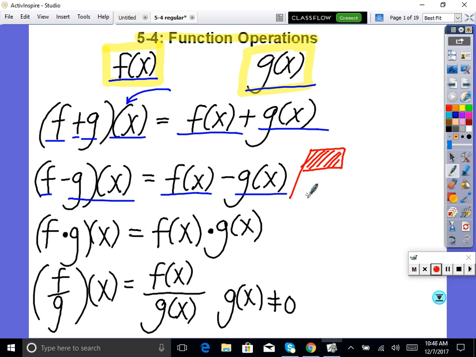Why I put a red flag right here is because when we're subtracting g of x, we need to use parentheses so that we don't forget to distribute the negative into all of g of x. (f times g) of x is just literally f of x times g of x. You could see it written either way. Just depends on the problem. Then (f divided by g) of x is f of x on top, g of x on bottom.